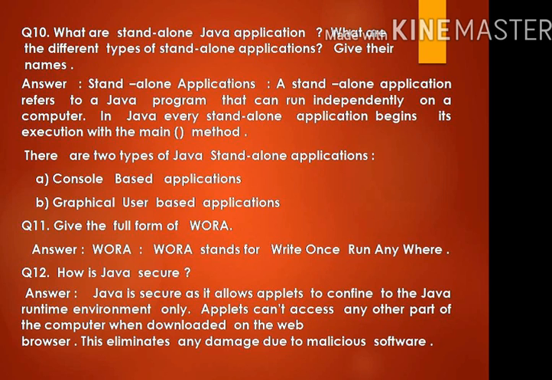A standalone application refers to a Java program that can run independently on a computer. In Java, every standalone application begins its execution with the main method. There are two types of Java standalone applications. Number A, console-based applications. Number B, graphical user-based applications.